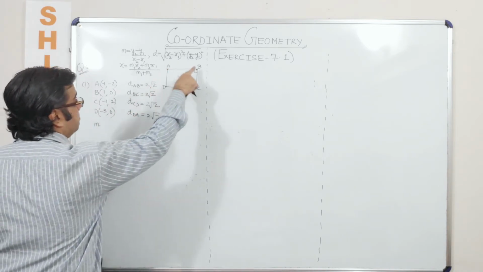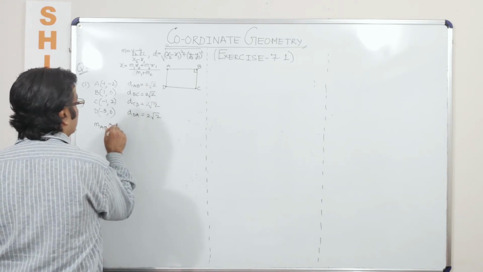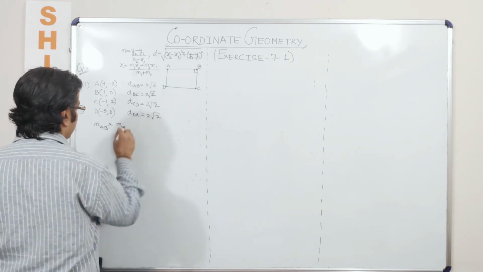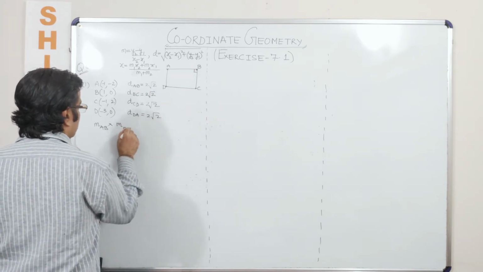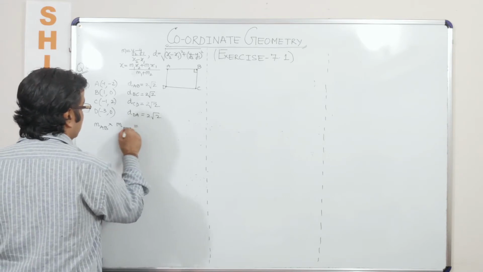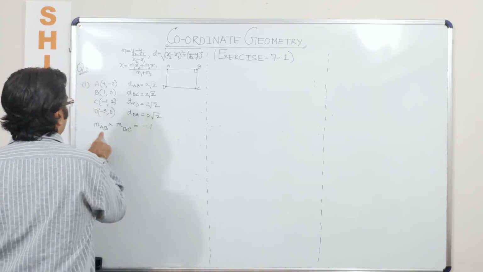So for 2 perpendicular lines, now AB and BC are 2 lines which are perpendicular to each other. So the product of the slopes of 2 lines which are perpendicular to each other will be equal to minus 1. What is the slope for AB?